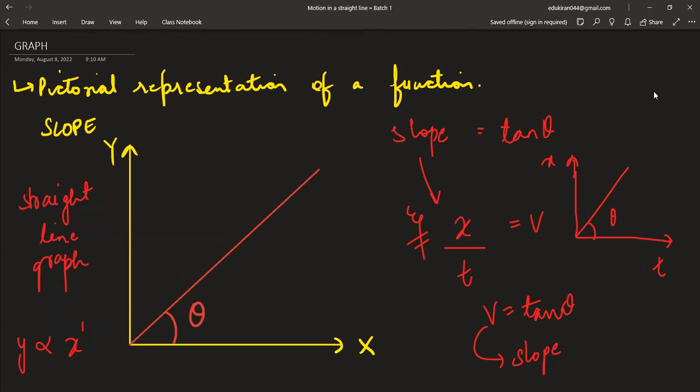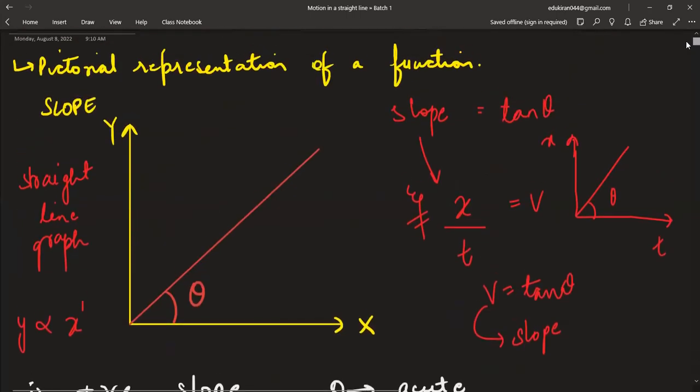It's the pictorial representation of a function, and we get a straight line graph if both the coordinates x and y are directly proportional to each other. Here, one thing that was very important was that the slope of the graph is very important. Slope of the graph means when you divide y by x, that is tan theta. How are we getting tan theta? See, if this is theta, and if I construct a triangle here, tan theta would be perpendicular upon base. What is the perpendicular? Y. What is the base? X.